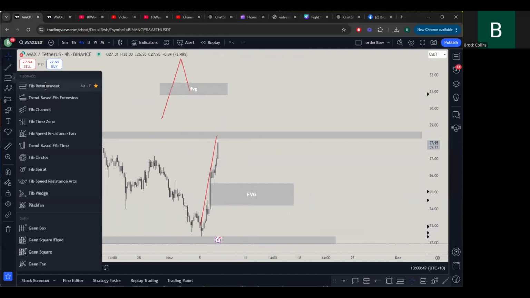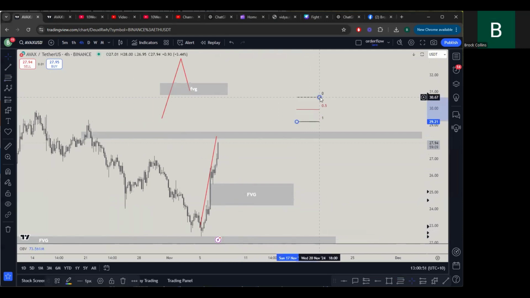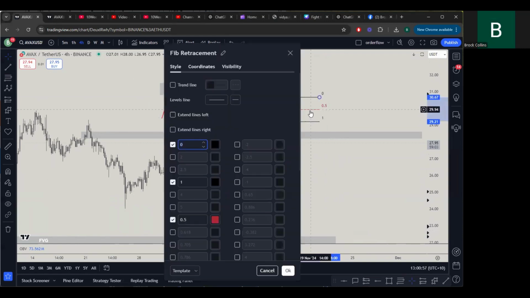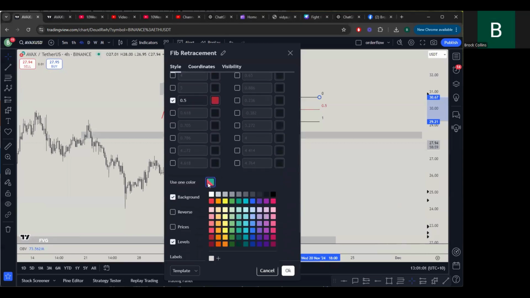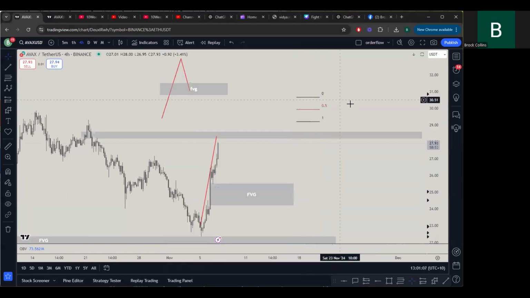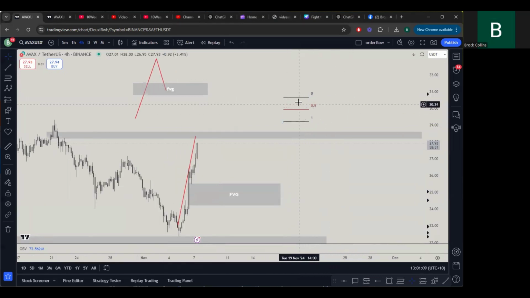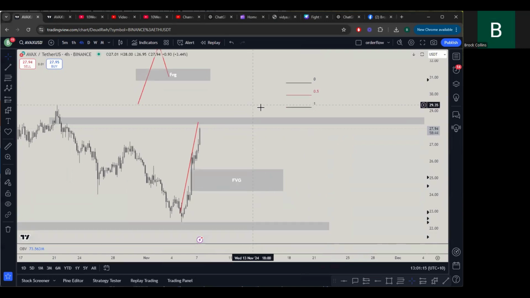Now, the way to do that is to take your fib retracement, put it on your chart. Now, yours will look very different, especially if you've never traded, it'll be rainbow colored. So double click, you just want to use 0, 1, and 0.5. You're going to use one color and remove the background, whatever's easiest for you to look at, but this is what I recommend. Very, very simple. We don't want to buy anything above the 50. We want to look for a fair value gap below the 50.